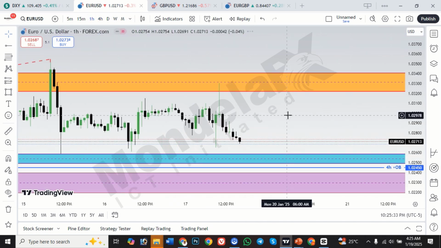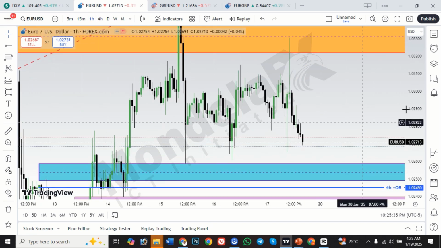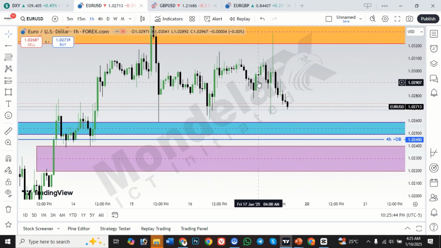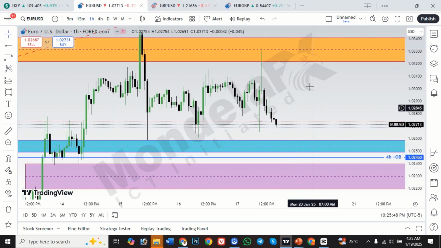Let's take it to a 1 hour chart. Now on this 1 hour chart, what I want you to understand, you can see this is relative equal highs, this one and this one. They are liquidities. And now if they engage this liquidity into this fair value gap, they will love to sell it. They will love to buy it from there.